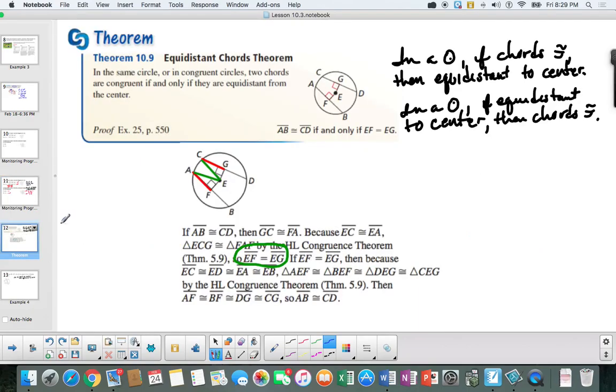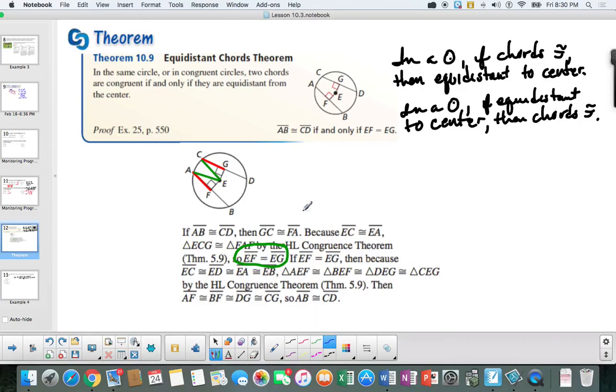Okay, let's take a look at another theorem. It's called the equidistant chords theorem. Okay, it says that in a circle, if the chords are congruent, then they are equidistant to the center, and the converse. Okay, so let's prove one direction.